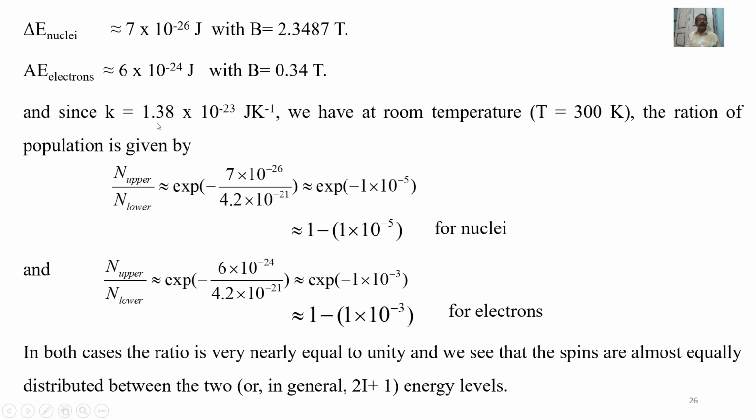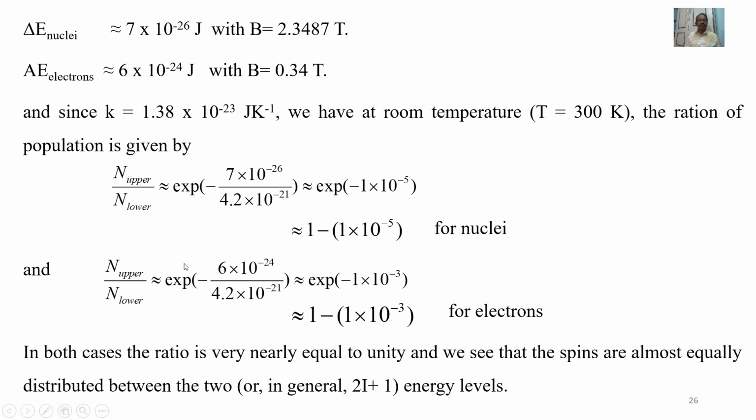Since k equals 1.38 × 10^-23 J K^-1, at room temperature, that is T equals 300 Kelvin, the ratio (this is not radiation, this is ratio) of population is given by N upper by N lower, which is around e^(-7 × 10^-26 / 4.2 × 10^-21), which is approximately equal to this value. Using the expansion, we have 1 minus 1 × 10^-5. This is for the nuclei.